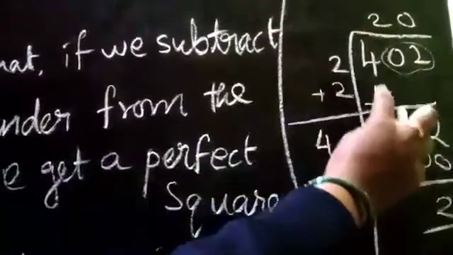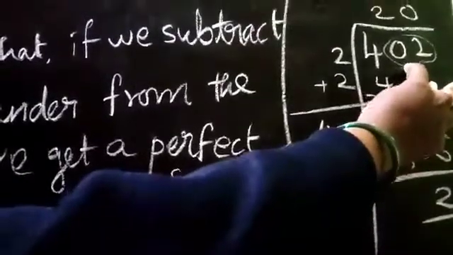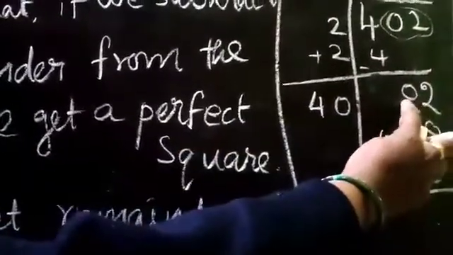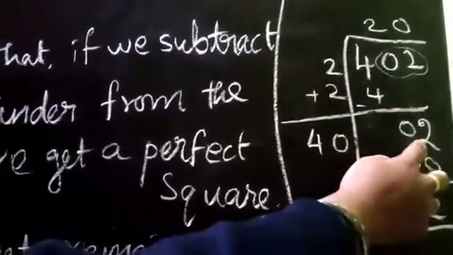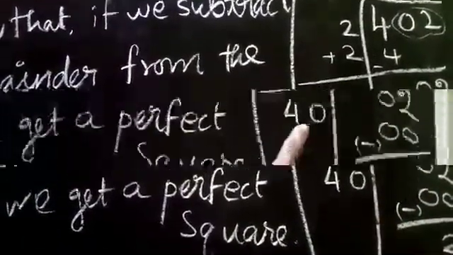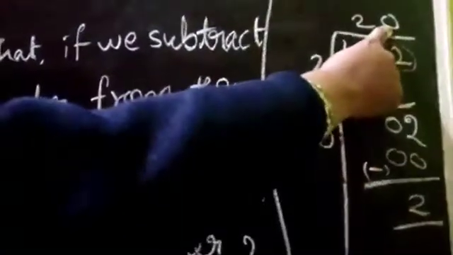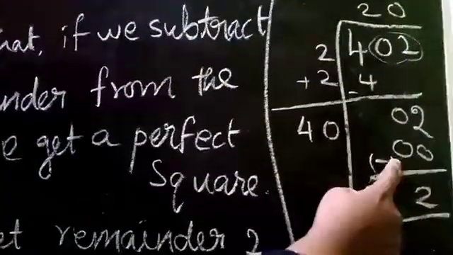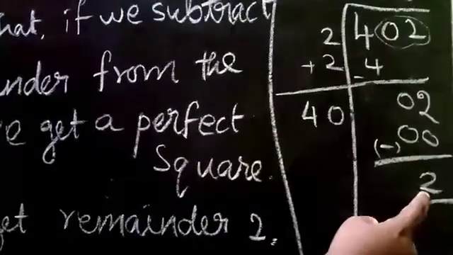So 2 twos are 4. 4 minus 4 is 0. Then we bring down the group of numbers here, that is 0 and 2. 2 plus 2 is 4. Then compared to 2, 40 is greater. So we write 0 here, and 0 here also. 0 into any number is 0. So 2 minus 0, we get a remainder of 2.